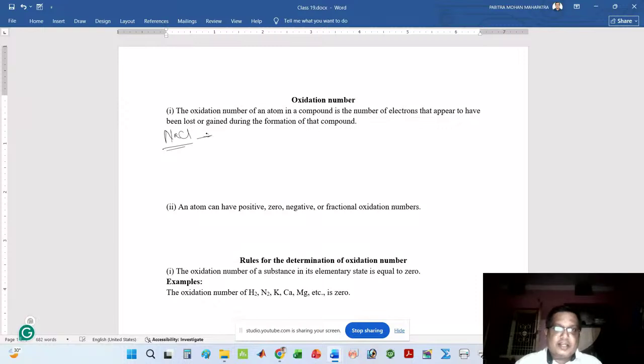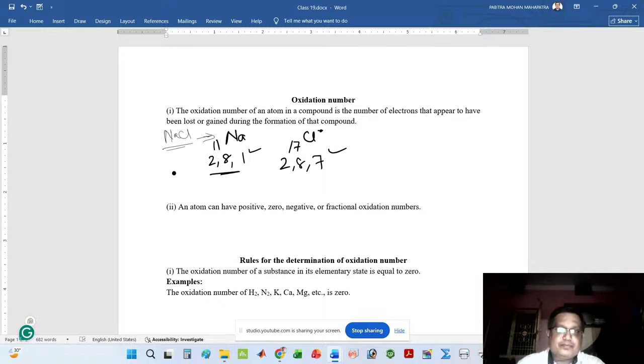For the formation of the NaCl molecule, we need a sodium atom and a chlorine atom. All atoms always want to attain a stable electronic configuration. What is the electronic configuration of sodium? Sodium has atomic number 11 and the electronic configuration is 2, 8, 1. On the other hand, chlorine has atomic number 17 and the electronic configuration is 2, 8, 7.